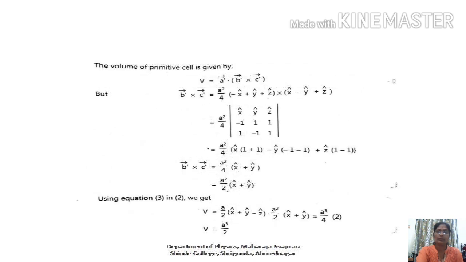Then we know the value of volume. Volume is equal to A dot B cross C. We have first of all found out the value of B cross C, then we have found out the value of V. The value of B cross C comes out as a square by 2 into x cap plus y cap. The value of V comes out as a cube by 2.